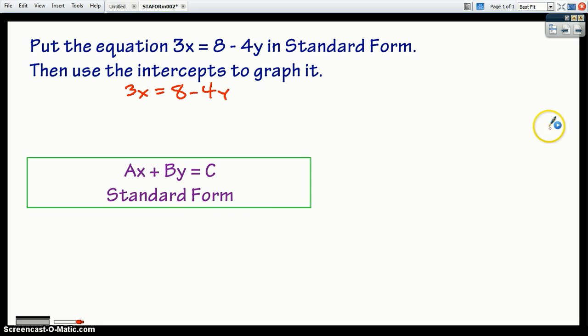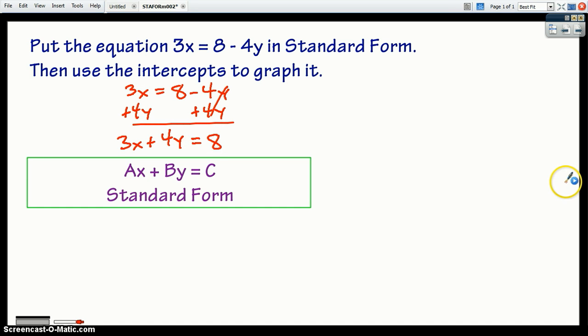And so I think the easiest way to get this to look the way that we want it to is that if you notice, all the x's and all the y's are off to one side, and just the plain old number, in this case 8, is to the other. So I think the fastest way to do this would be to just get this 4y over to the other side. So let's just undo it. And what I do to one side, do to the other. Over here we get 3x plus 4y equals 8.